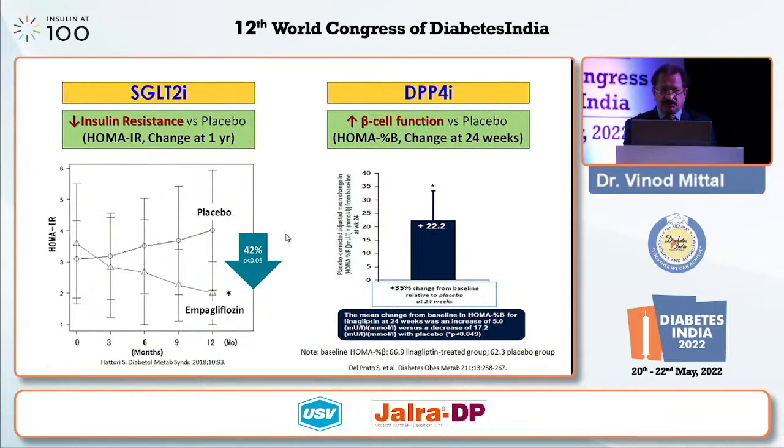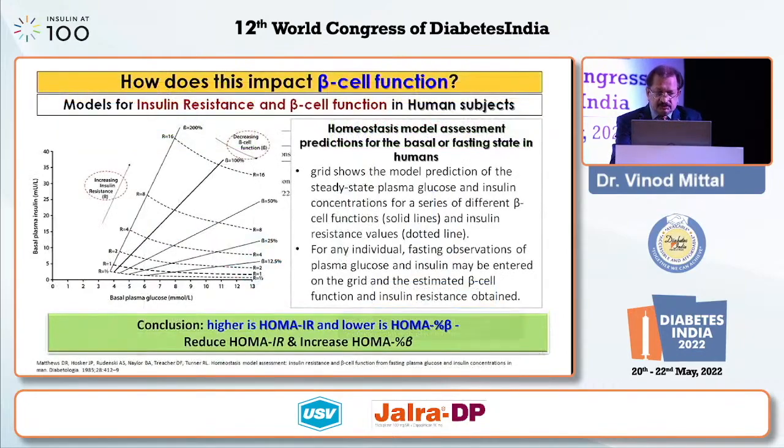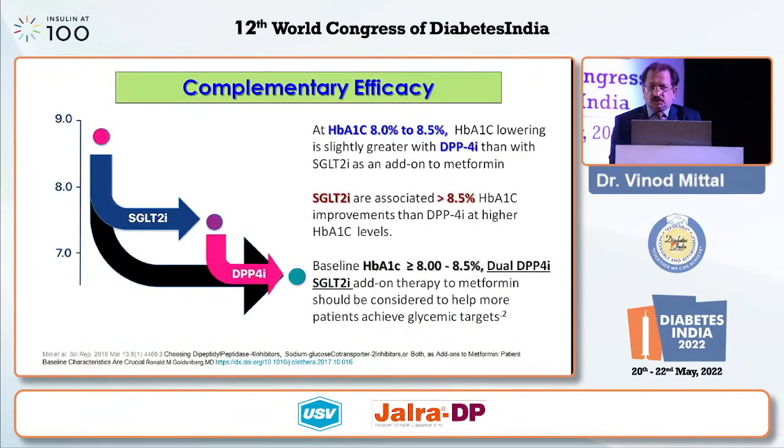SGLT2 inhibitors have been shown to decrease insulin resistance. We can see here an example with empagliflozin, and beta cell function also improves with DPP4 inhibitors. So when we combine both, there is a reduction in insulin resistance and an improvement in beta cell function, both the things. So basically there is a complementary efficacy also. When both are given together, definitely efficacy will be much higher.